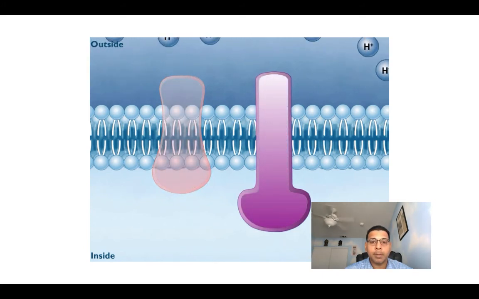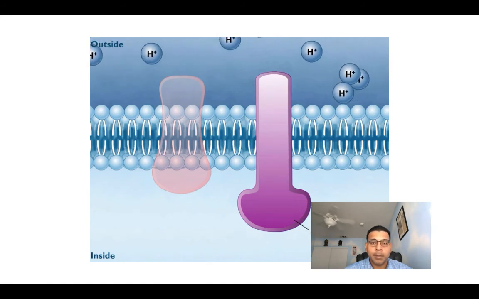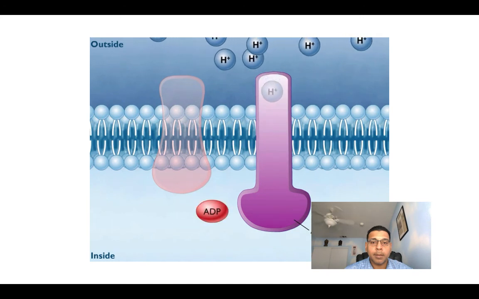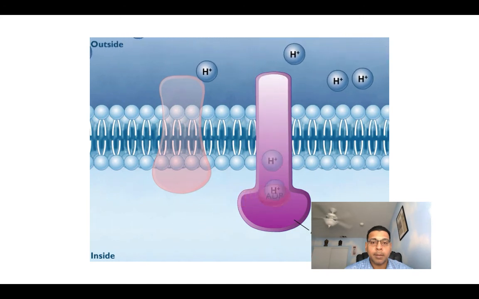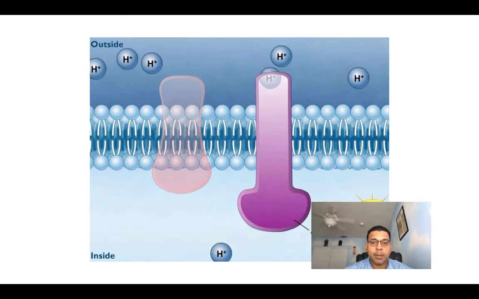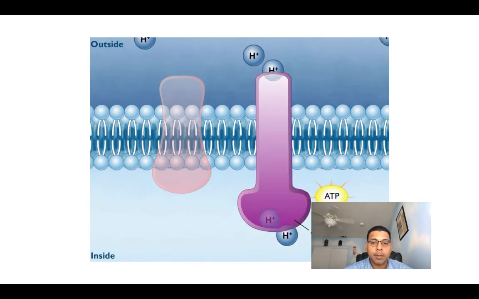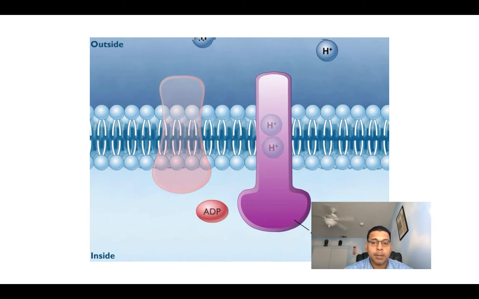The protons move through this channel, which is the enzyme ATP synthase. Energy is released as the hydrogen ions move down their concentration gradient. The movement of hydrogen ions down a concentration gradient provides the energy for ATP synthase to form ATP from ADP and phosphate.